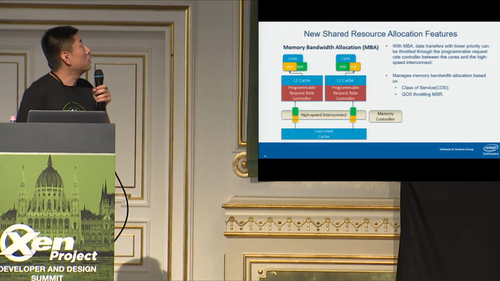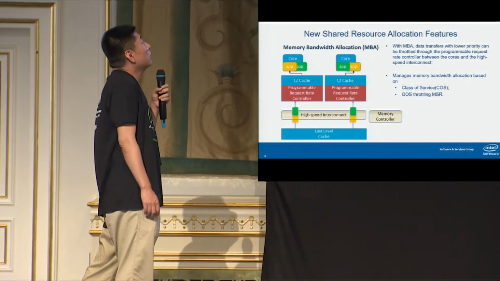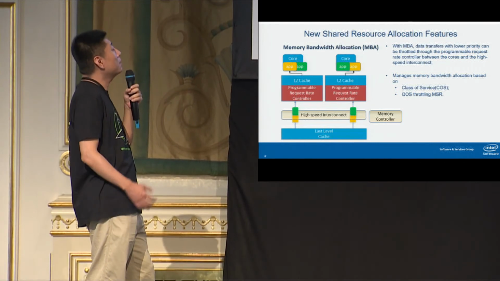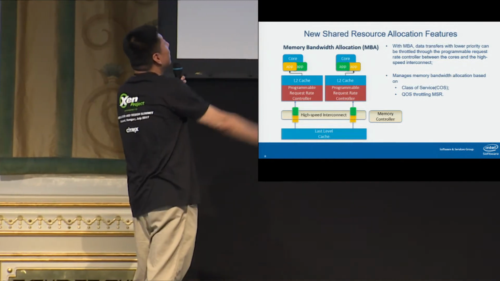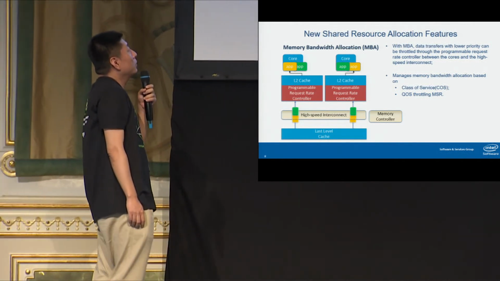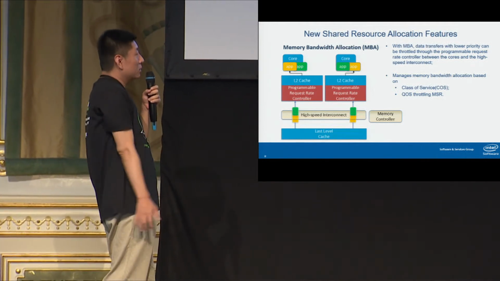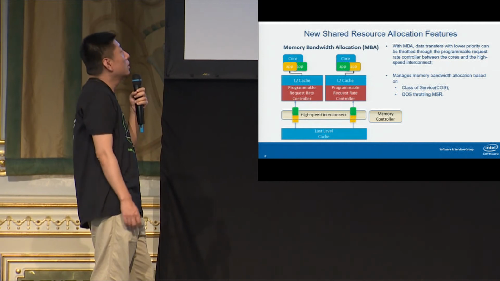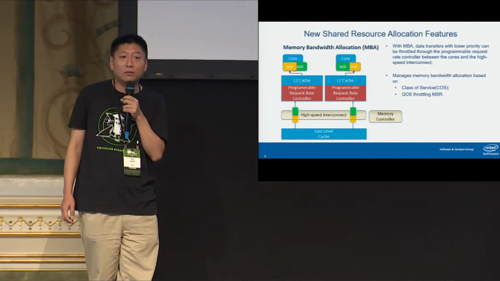Okay, next page. Here is memory bandwidth allocation, the MBA. With MBA, data transfers of lower prioritized applications can be throttled through the request rate controller. You can see the MBA also manages the memory bandwidth allocation based on the class ID. Different class IDs signify different QoS throttling values. About the throttling value, you can consider it as a percentage of delay.